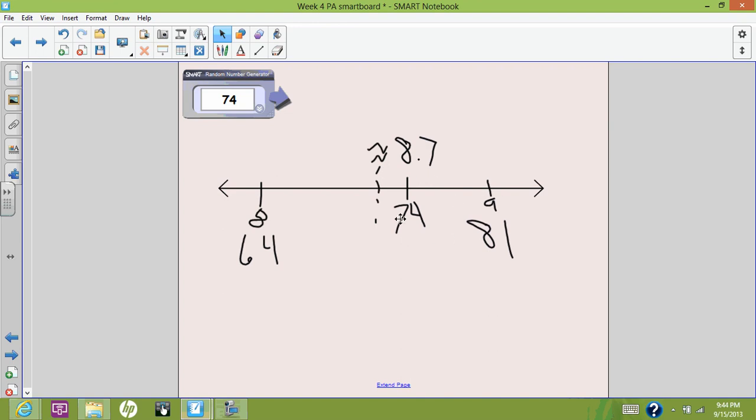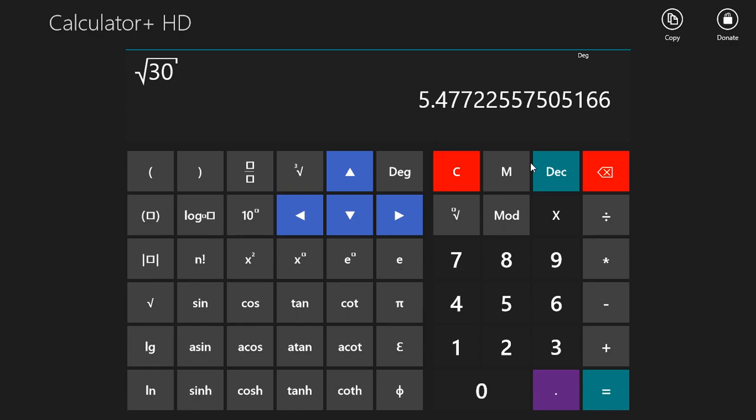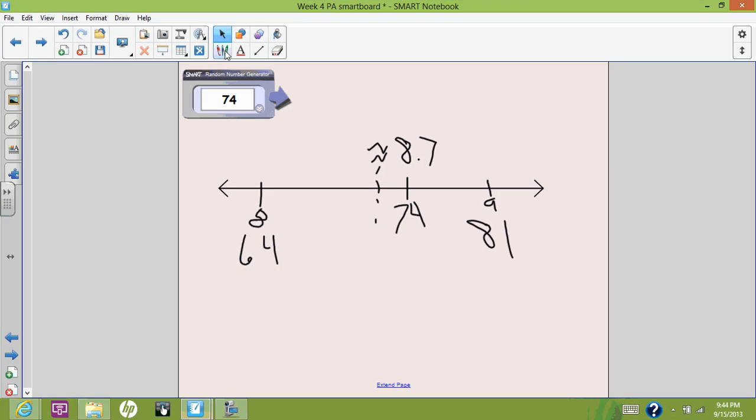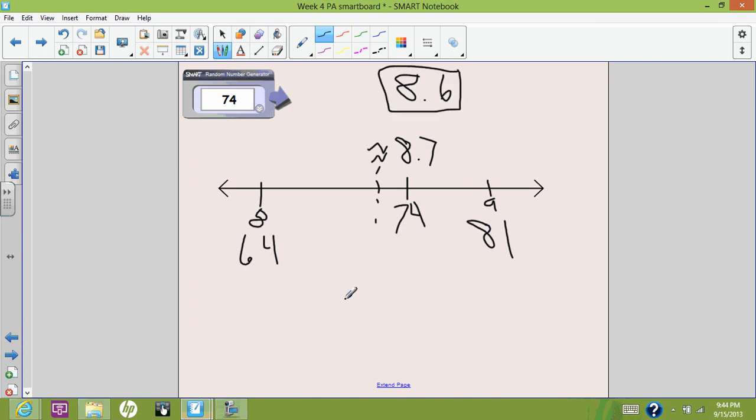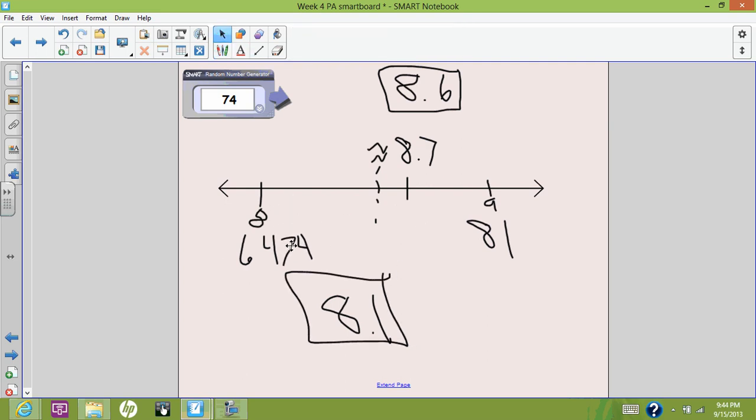I'm going to go in my calculator now, and I'm going to find out what the square root of 74 actually is. Square root of 74 gives me, drumroll please, 8.6. Oh, I estimated a little bit on the high end. But you know what? That's okay. As long as you're only off by like a tenth, that's perfectly fine. Now, if you said your estimate was 8.1, then we'd have to have a conversation because clearly 74 is not that close to 64.